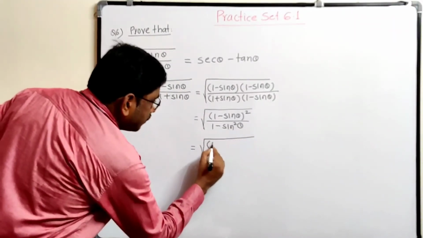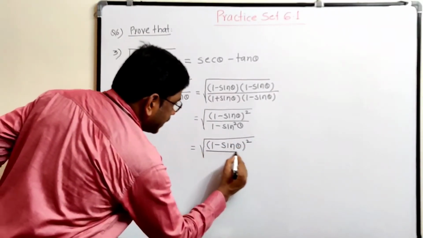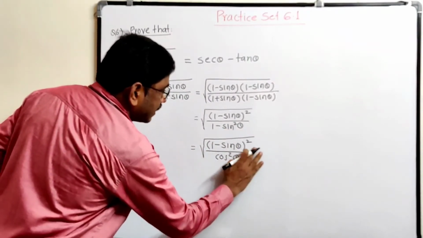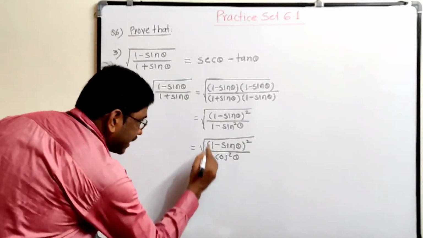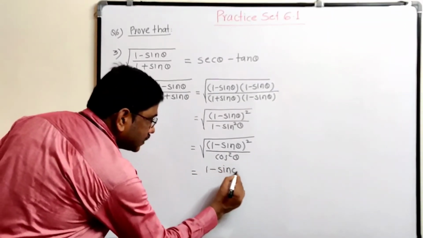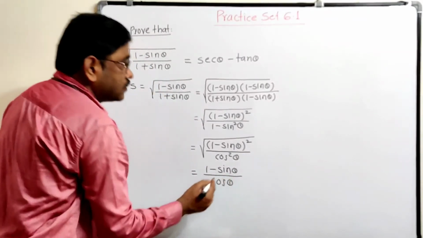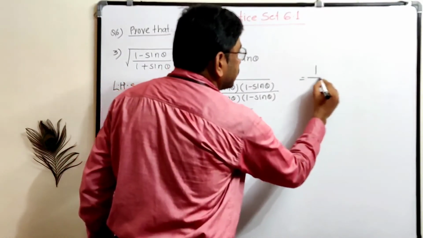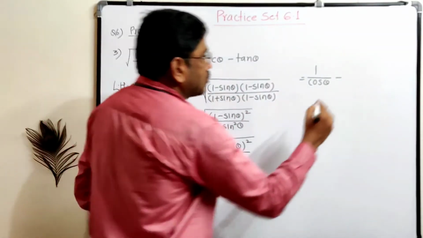So the numerator is as it is, 1 minus sin theta bracket square, divided by 1 minus sin square theta, which is cos square theta. Now taking roots of both the sides, the square root of the numerator and the denominator, not both the sides. 1 minus sin theta, the square goes, and the denominator's square also goes, cos theta. Now separate the denominator: it is equal to 1 upon cos theta minus sin theta upon cos theta.